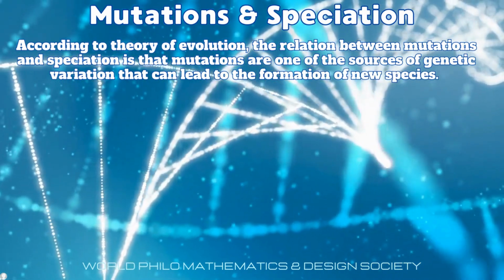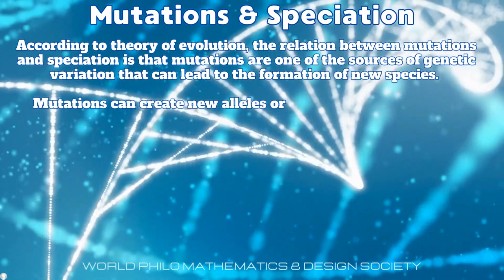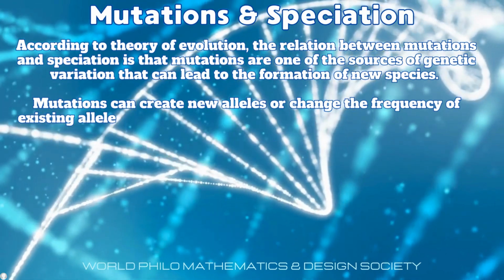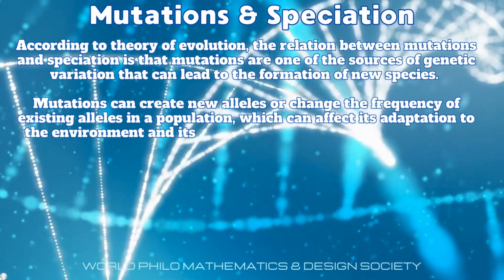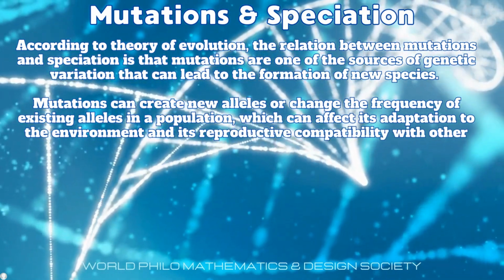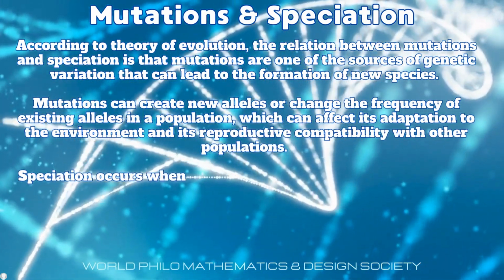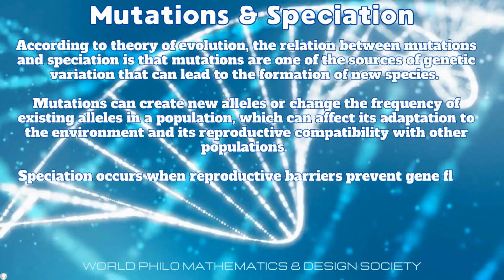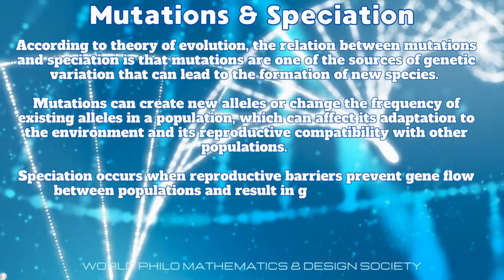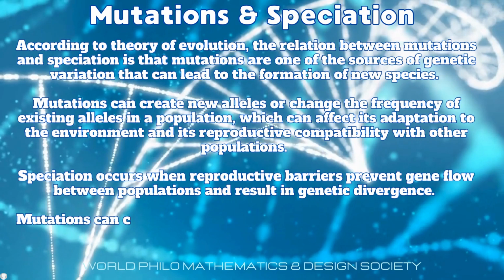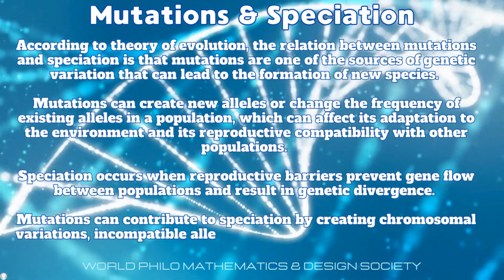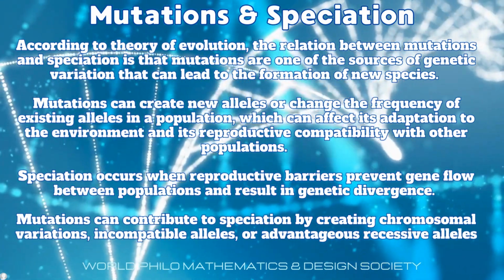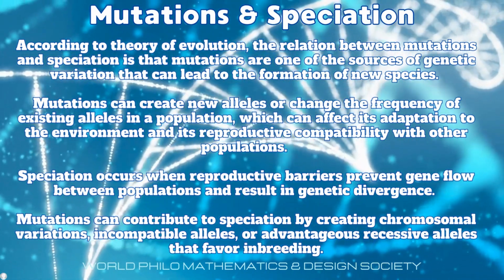Mutations can create new alleles or change the frequency of existing alleles in a population, which can affect its adaptation to the environment and its reproductive compatibility with other populations. Speciation occurs when reproductive barriers prevent gene flow between populations and result in genetic divergence. Mutations can contribute to speciation by creating chromosomal variations, incompatible alleles, or advantageous recessive alleles that favor inbreeding.